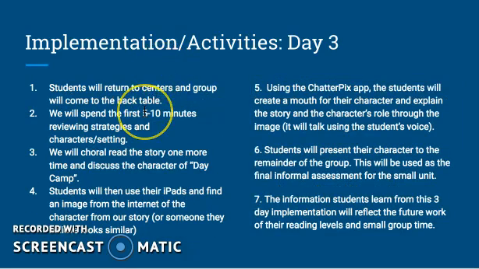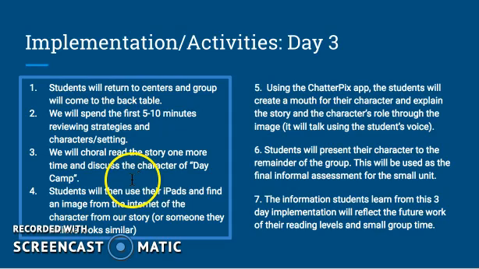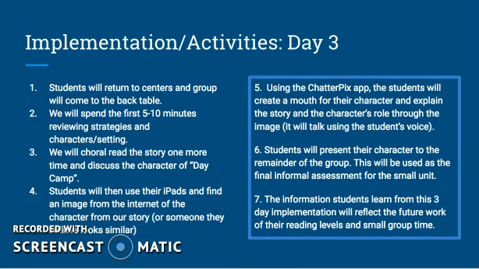Then on day 3, this was mostly my integration with technology day. I talked more about setting and character with the kids. They were able to use their iPads to find the image that they wanted for their character. And then we used the ChatterPix app, and they were able to find a picture and narrate the story and the purpose of the character with that ChatterPix image. This took a little bit longer than I had expected, so it actually moved into day 4.